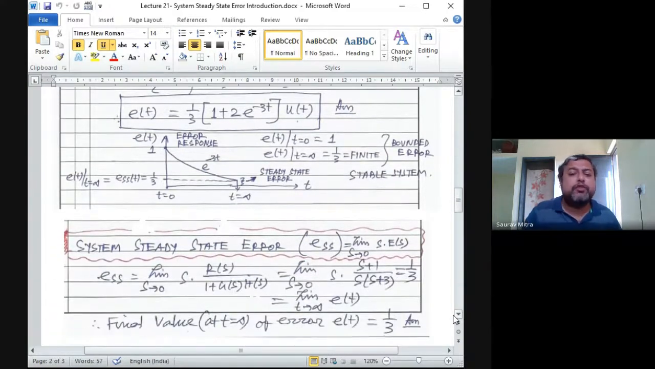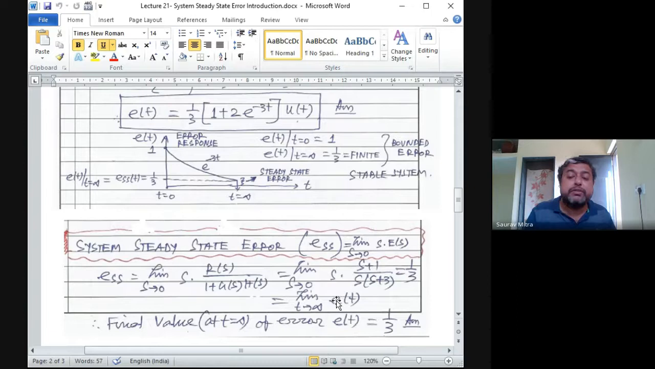So this is a formula, write it down. This is e_ss. SS stands for steady state. So just now what you have found is called e(t) at t tends to infinity. You can see it written below: limit t tends to infinity e(t). What is e(t)? e(t) you don't know. What you know is E(s).